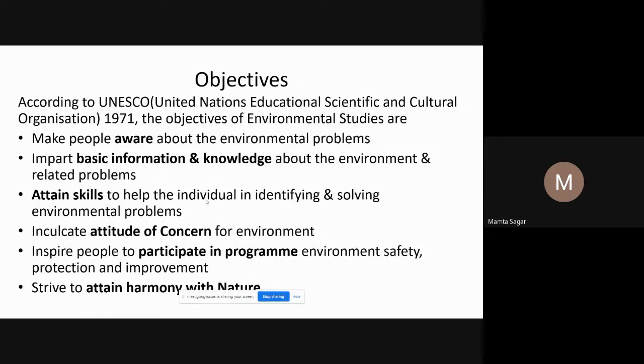Now, the next objective is to attain skills to help the individual in identifying and solving environmental problems. This is the objective, meaning we should have skills. We should attain the skills if we do not have them. But within India or within developing countries, we are taking education, we are taking degrees, but how it is going to be utilized to solve the problem, we should think. So we should attain the skills. We have a large population who is educated. We call them educated people, but they are unable to solve the problems of our countries.